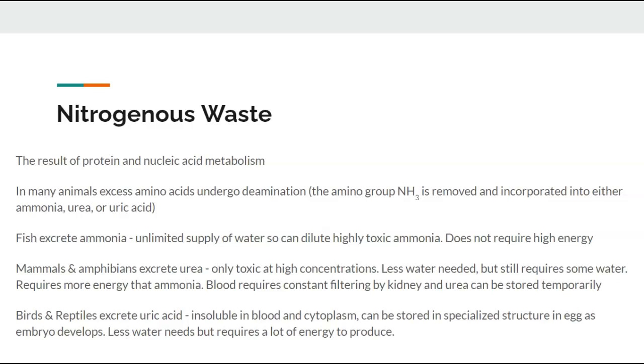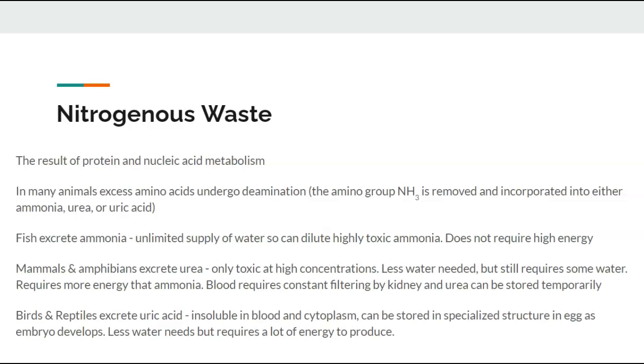So fish excrete ammonia. Because they live in water, they can dilute ammonia, because ammonia is very toxic. So if we had ammonia and we were secreting ammonia, we would end up poisoning ourselves. This does not require high energy because they're surrounded by water. So it's just constantly sort of like through osmosis doing this.